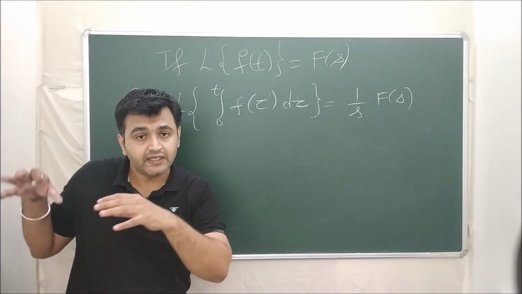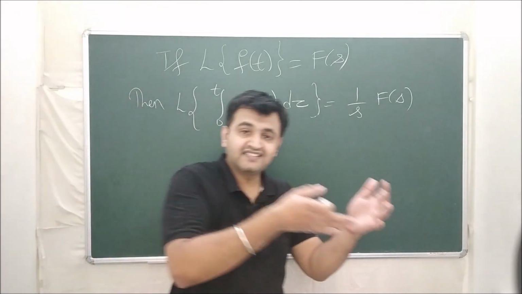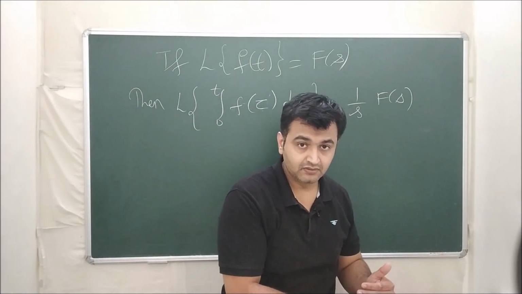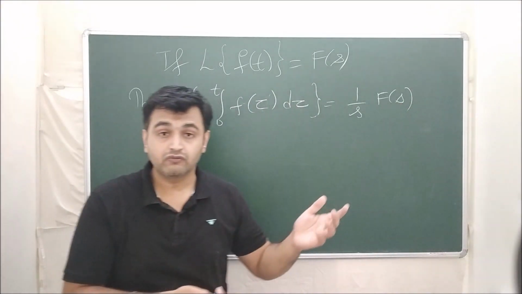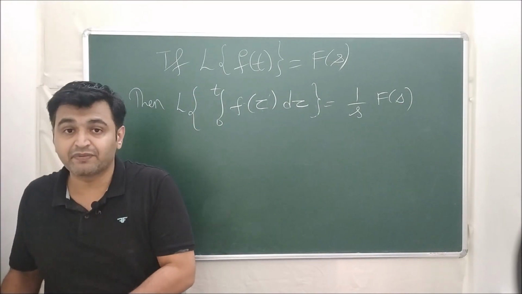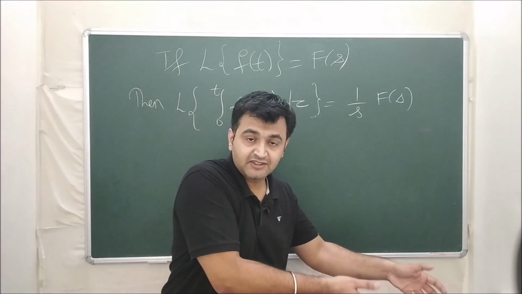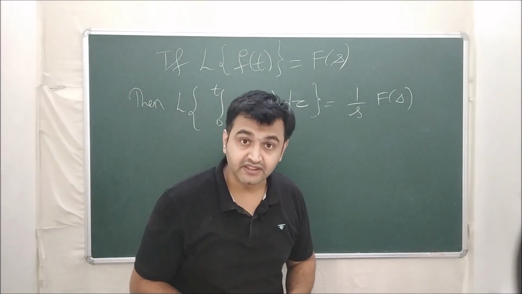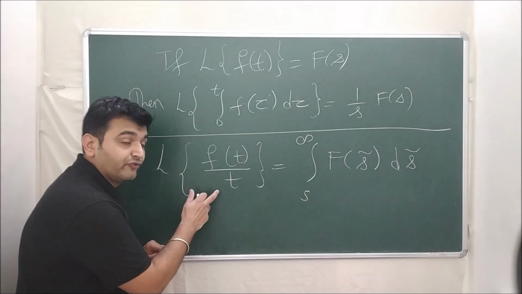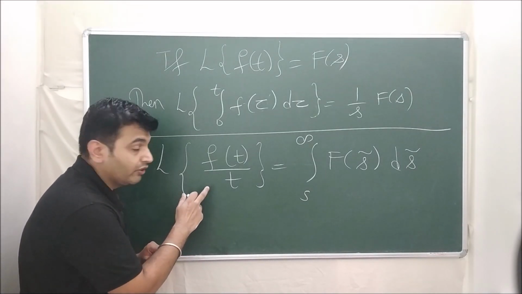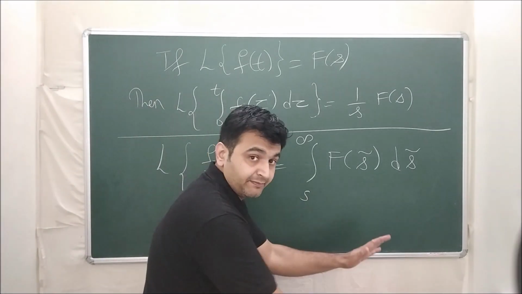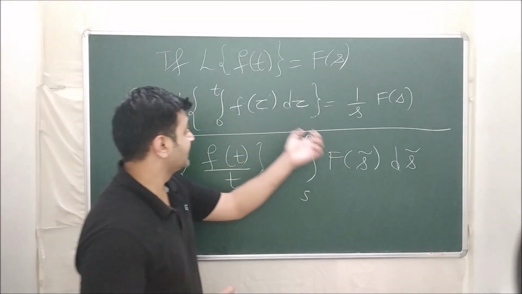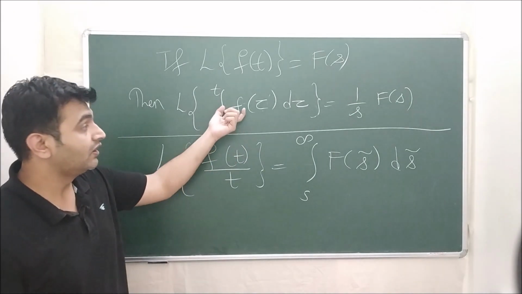So if we are integrating in the t space, in the s space you are dividing by s the Laplace of the original function. Now question is, if I divide here in the t space, what will happen in the s space? Answer is integration. So what I want to say is, if you are dividing your function by t, or if you are dividing a function by a variable in t space, then in s space you have to integrate it. So that's why this is called a dual of this theorem.